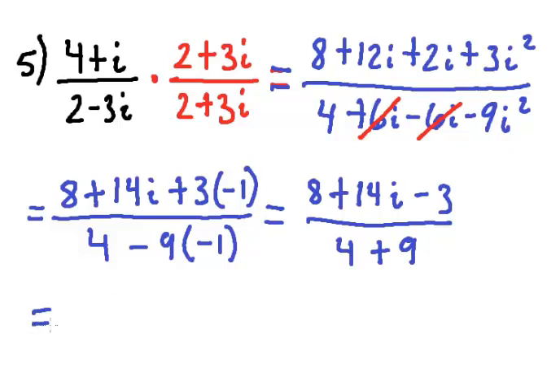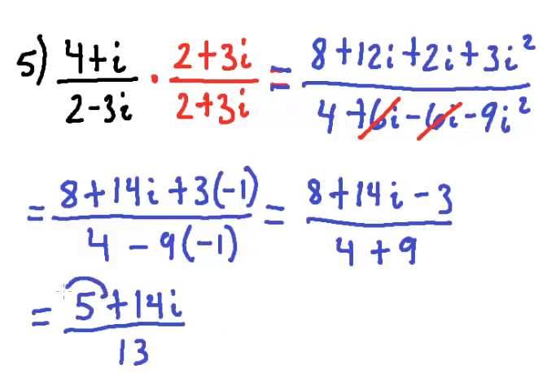If we continue this way, we're going to get 8 minus 3, we can subtract. It's going to give us 5 plus 14i. And on the denominator, if we add 4 plus 9, that's going to give us 13. Now, 13 is a really complicated number to divide with, right? So we need to divide 5 by 13, but we also need to divide 14 by 13 too, because 13 is dividing both of them. It's going to give us some ugly numbers.